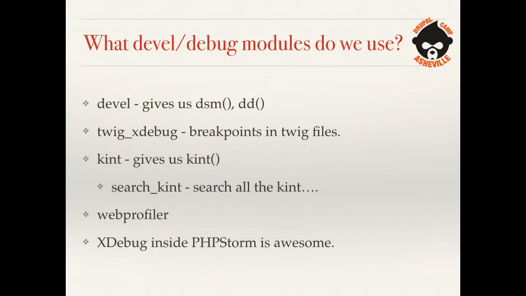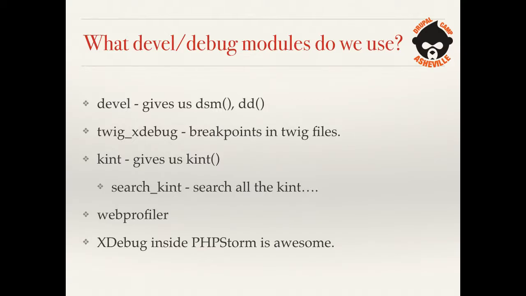Then there's Twig X debug, which gives you a debug Twig command to put in your templates. We also have Kint now, and Kint replaces a very old tool, I think, what was it called before? It was Crumo. We used to use Crumo in Drupal 7. Crumo didn't understand objects, and it hadn't been touched in 6 years, it was really old. Kint is much better, it understands objects, and there's also something called Search Kint.